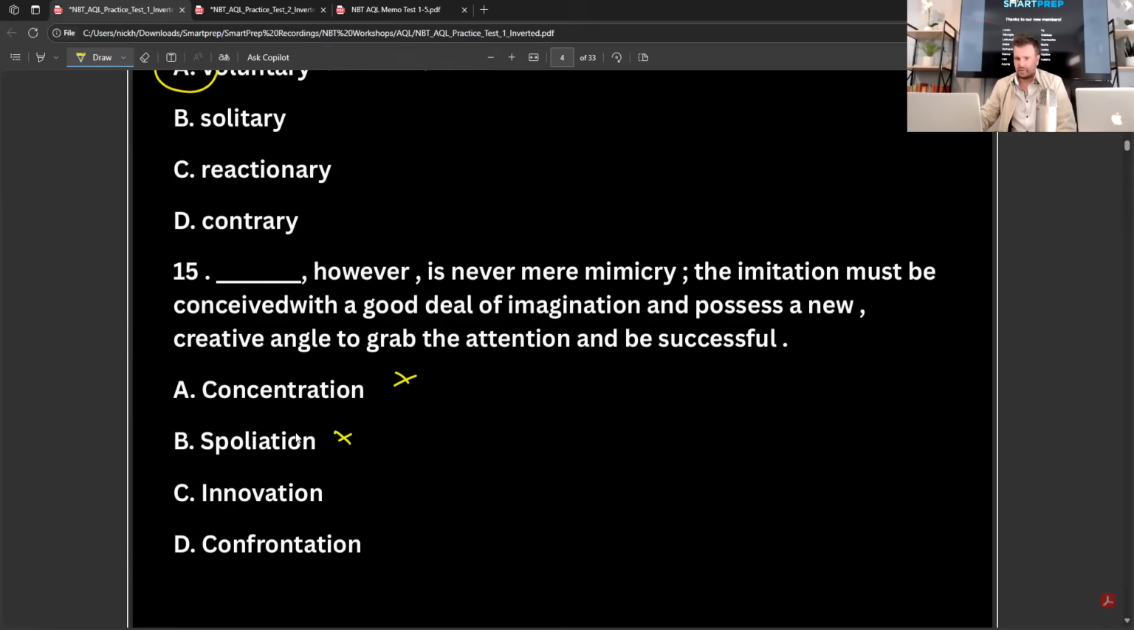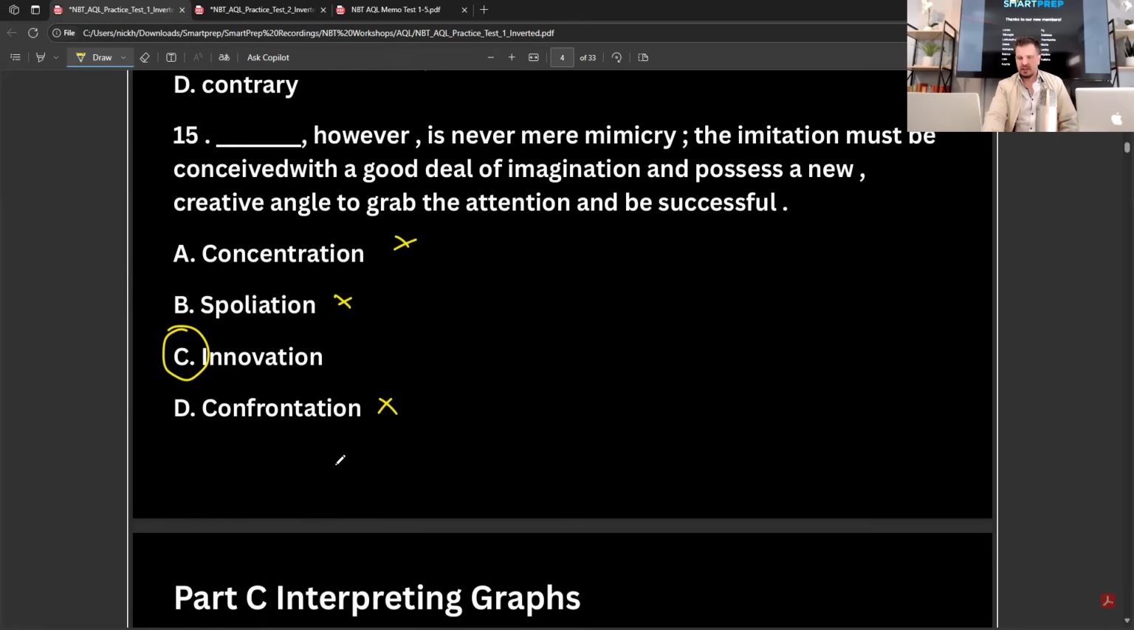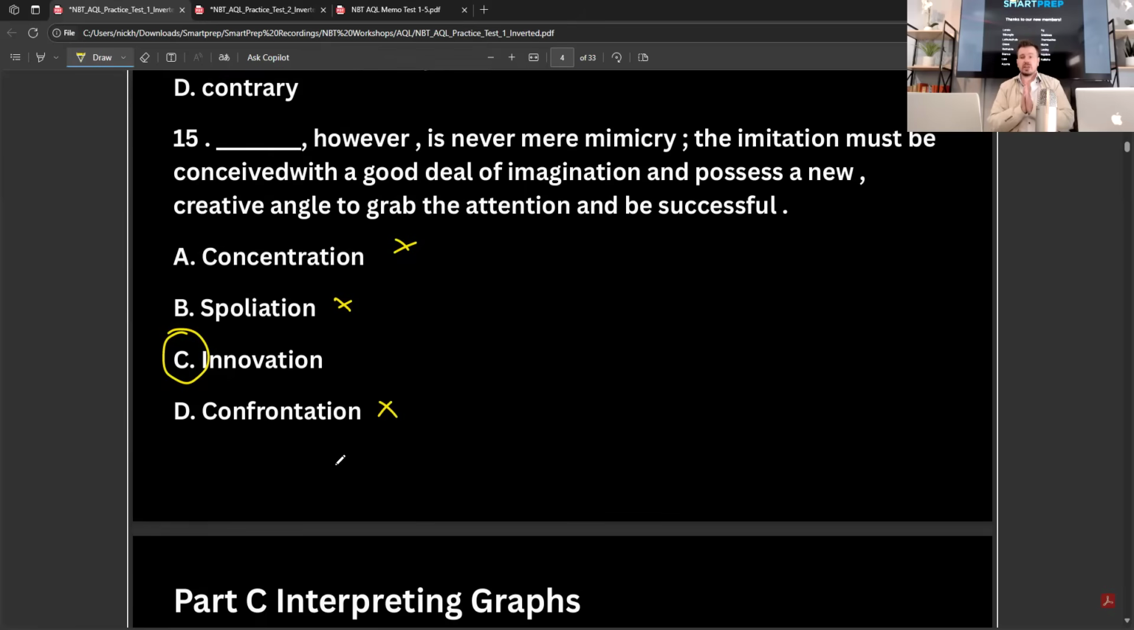Innovation, however, is never mere mimicry, right? Yeah. Confrontation means it's conflict. So innovation makes the most sense. Okay. All right, so that is our vocabulary. Next, part C, we're going to be doing interpreting graphs.